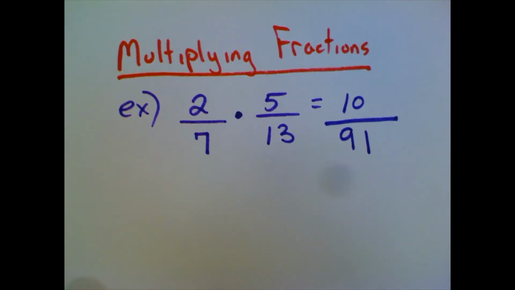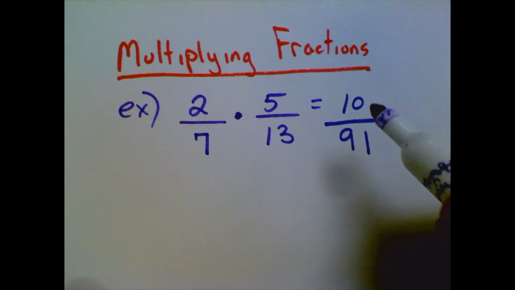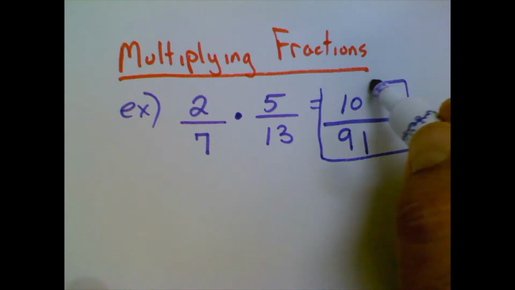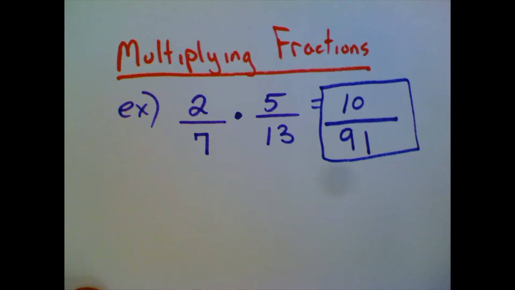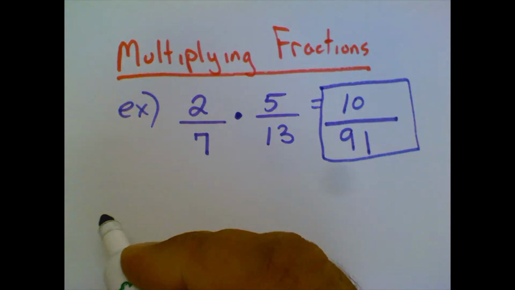And of course, you always want to check to make sure you can't reduce. I think we're good there. So the answer would be 10/91, which is your product. Remember, product is the word we use for the solution for all multiplication problems. Let's take a look at one more example quick.